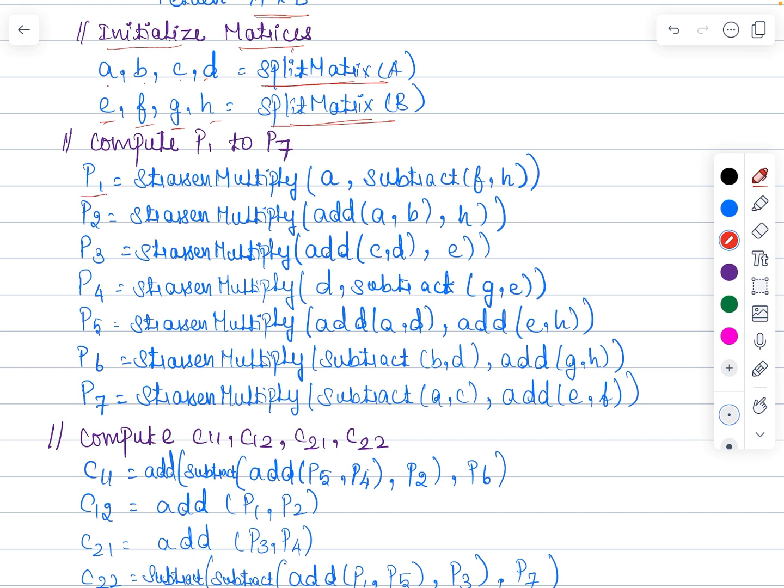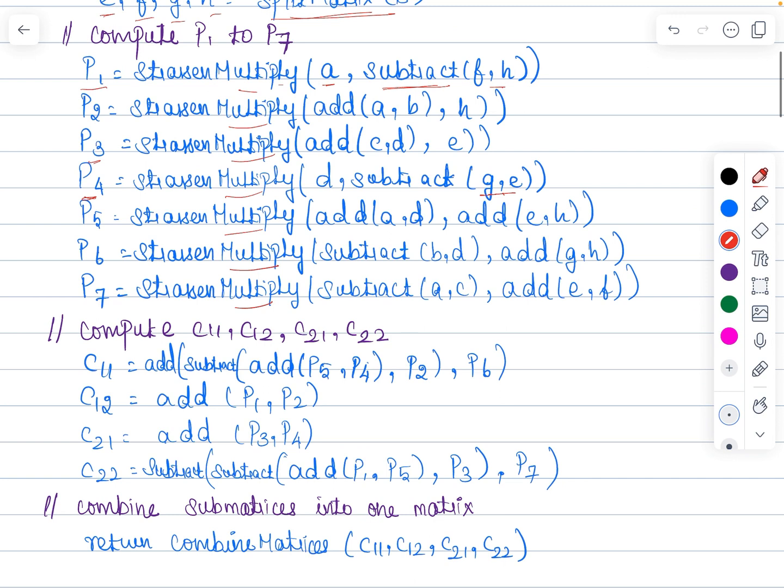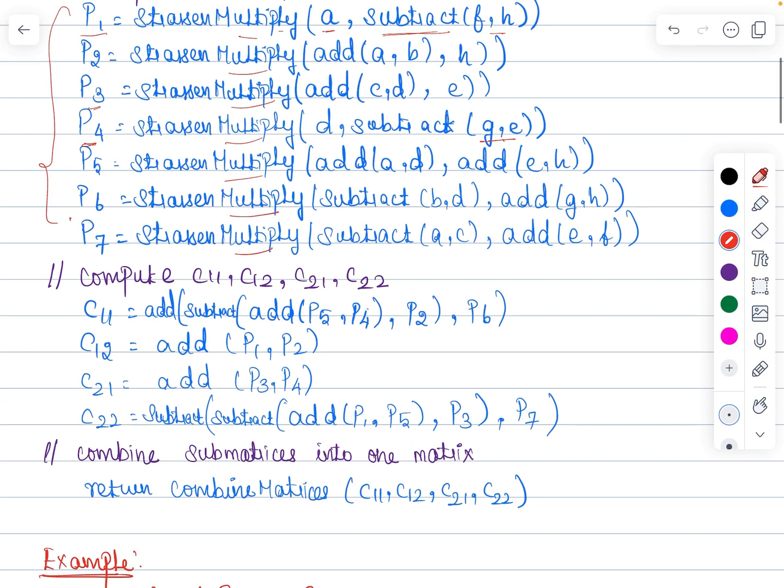P1 formula is A into (F minus H). So, in Strassen's, we multiply A into the subtraction of F minus H, right? P2 formula is H into (A plus B). P3 formula is E into (C plus D). P4 formula is D into (G minus E). So only 7 multiplications are performed, for all the 7 formulas, and after getting all these 7 values, the resultant matrix can be computed.